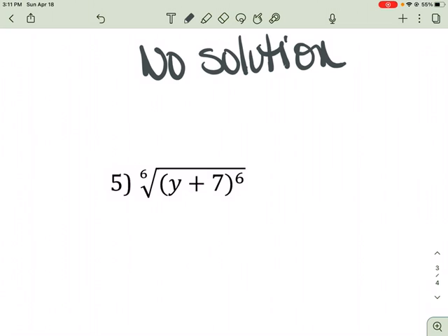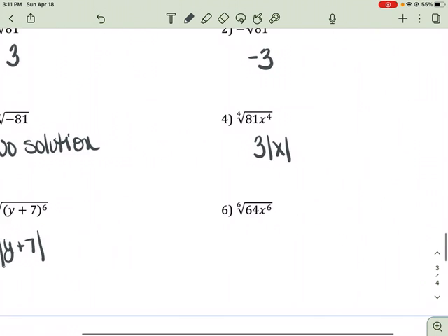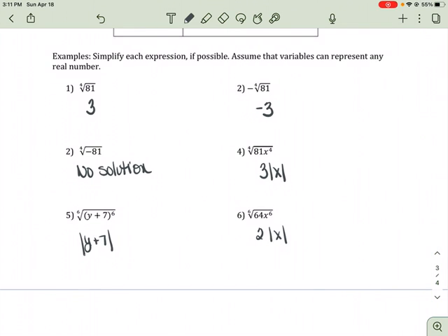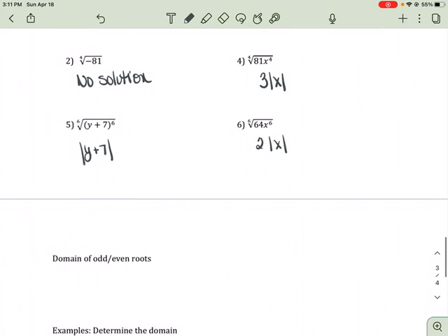Okay. Sixth root of y plus 7 to the sixth. Remember, that means I'm trying to figure out what expression times itself 6 times gives us y plus 7 to the 6th. Well, that's y plus 7. And I can't guarantee that's a positive number, so I'm going to put absolute value signs around that. All right, the sixth root of 64 x to the sixth, I'm going to think it's 2. And again, I'm going to put absolute value signs around that x because I want to make sure it's positive.